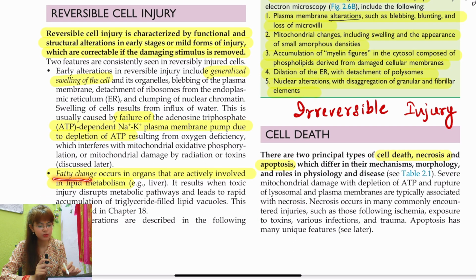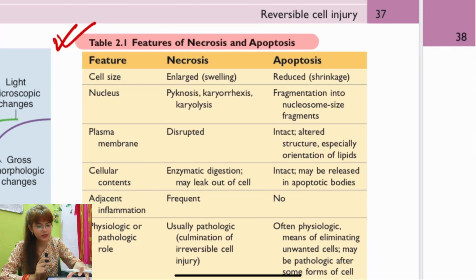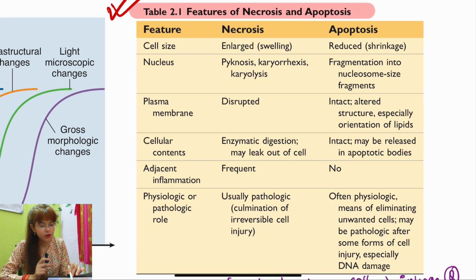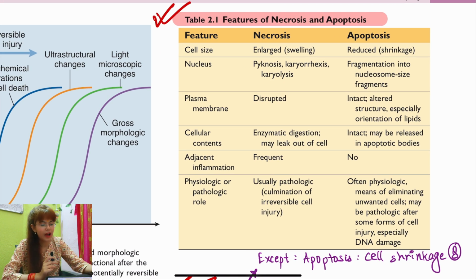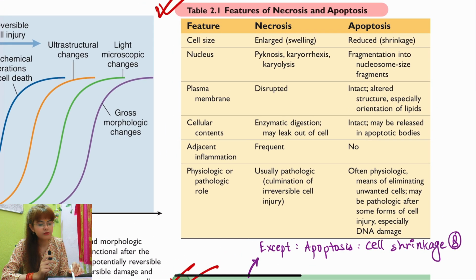Next is the fatty change, which is seen in the organs that are actively involved in lipid metabolism, like the liver. Now, this chart is extremely important. I can't stress any more on the importance of the chart. So, in necrosis, you find that the cell size, I'm going to discuss it here itself, although I haven't discussed apoptosis, but I'm going to put this forward here because I'm going with the flow of Robbins. Understand that in case of necrosis, the cell is swelling up, okay? But in apoptosis, there is no cellular swelling. There is in fact reduction in the cell size, or shrinkage.